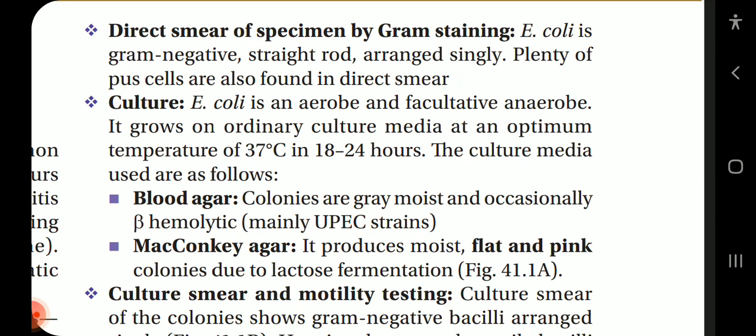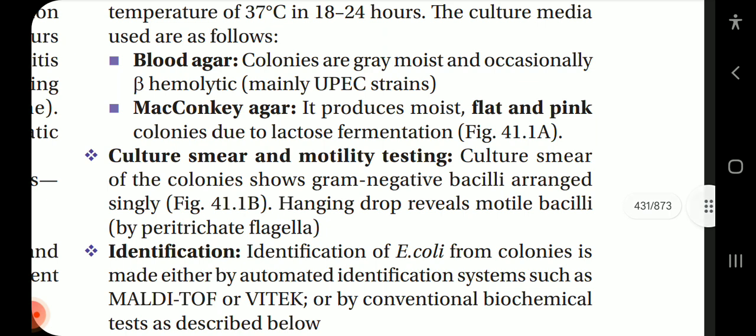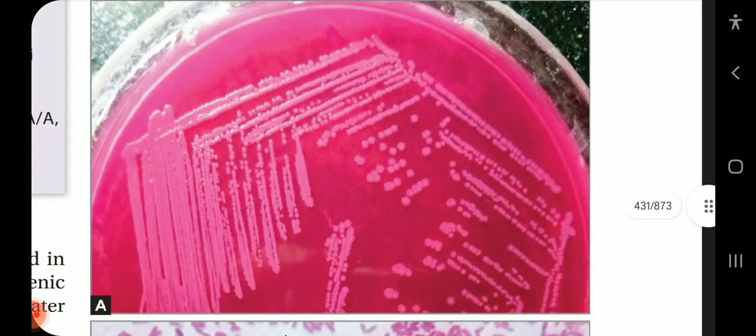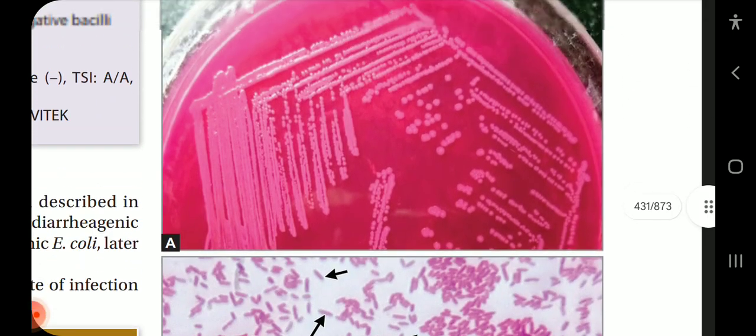Culture: E. coli is an aerobe and facultative anaerobe. It grows on ordinary culture media at an optimum temperature of 37 degrees Celsius in 18 to 24 hours. The culture media are blood agar and MacConkey agar. Blood agar colonies are grey, moist and occasionally beta hemolytic, mainly in UPEC strains. MacConkey agar produces moist, flat and pink colonies due to lactose fermentation, like you can see in the figure, the moist pink colored colonies.